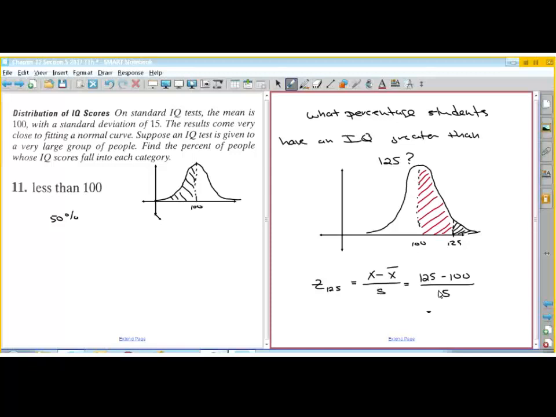So 125 minus 100 is 25, divided by 15. You get 1.67 if you round off to 2 digits. So we get a z-score of 1.67.